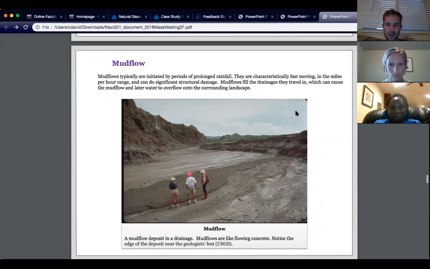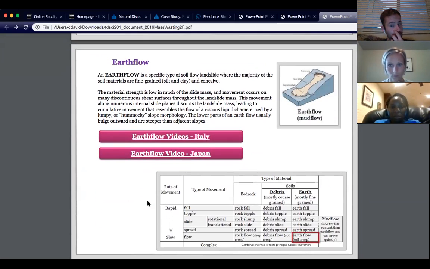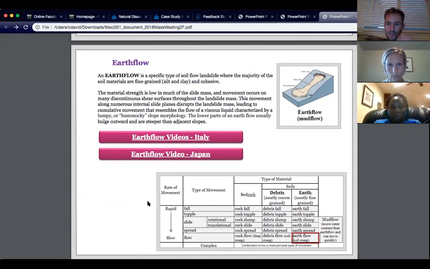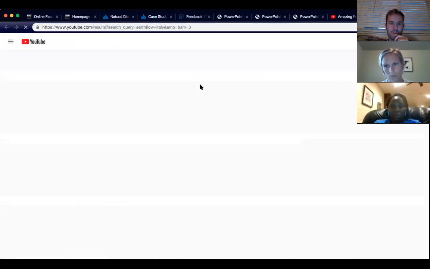Okay. Here's another great picture of a mud flow. Almost looks like a river. Yeah, it does. And then you've got earth flows. There's a really great video of an earth flow.